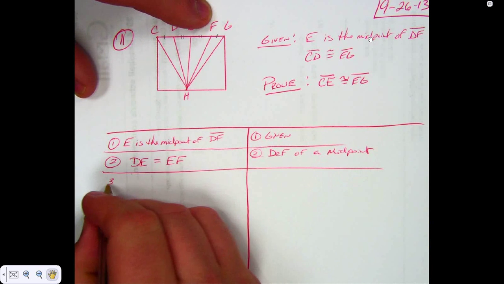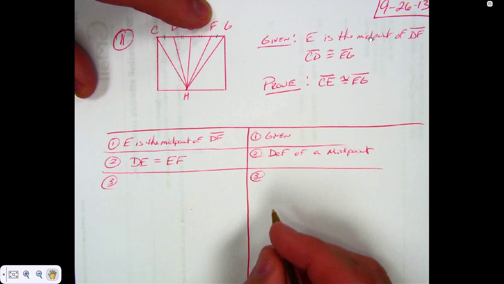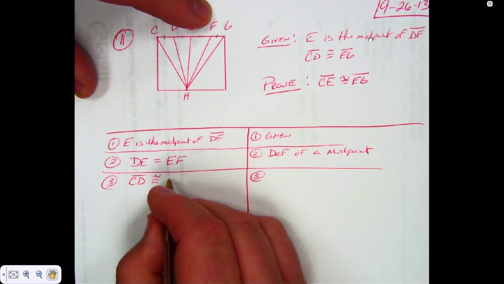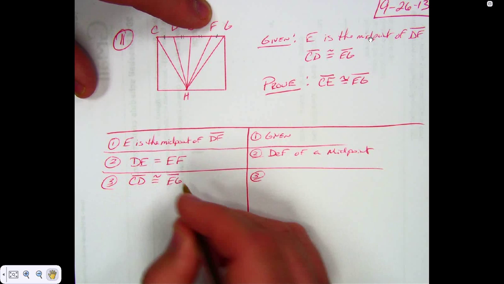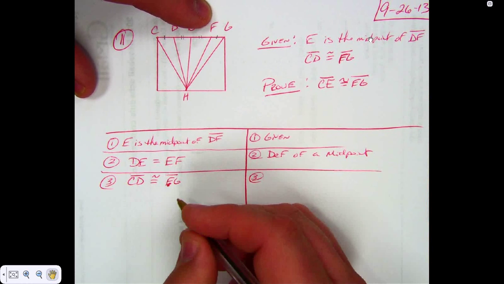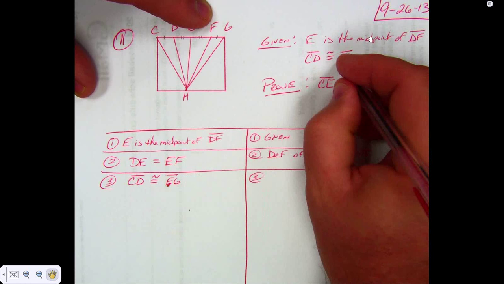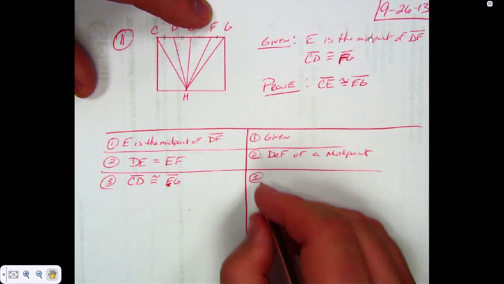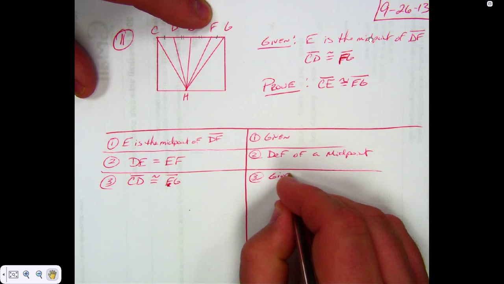Okay, third thing. Now I'm going to go back to my other given. My other given says that CD is congruent to what? FG. Is it FG? Yes, on my paper it's FG. So that was a mistake. FG. This is given to us.